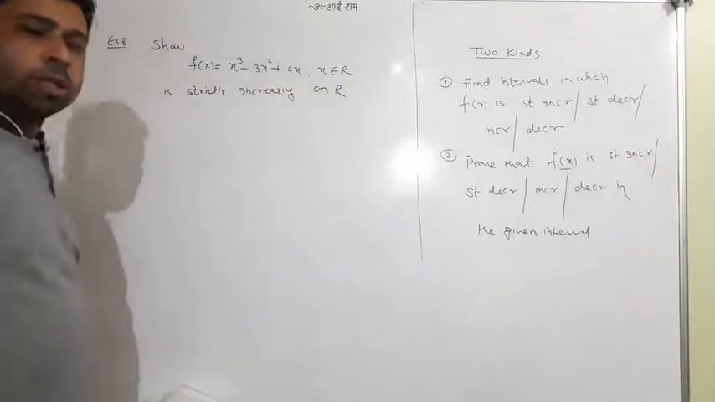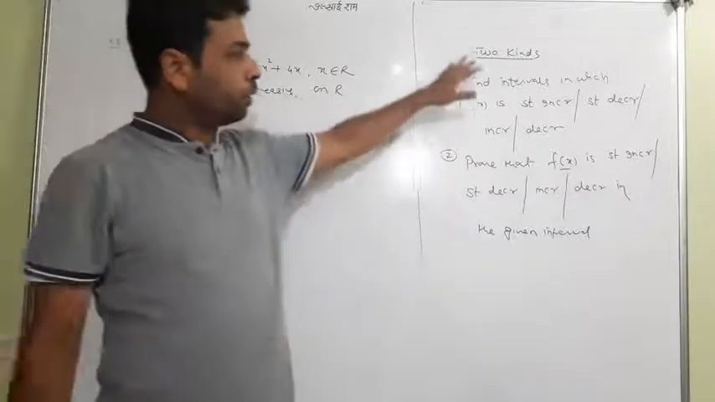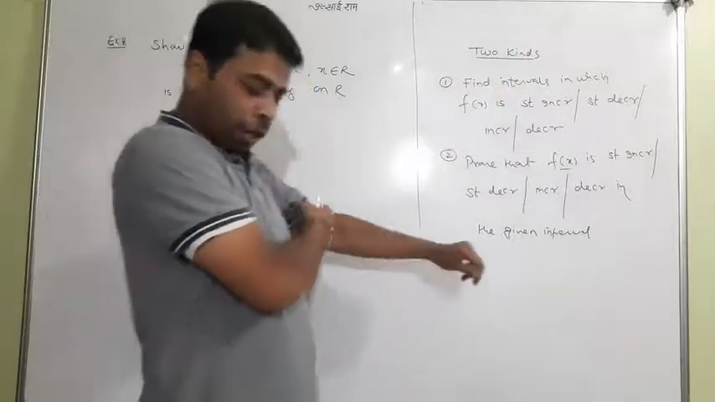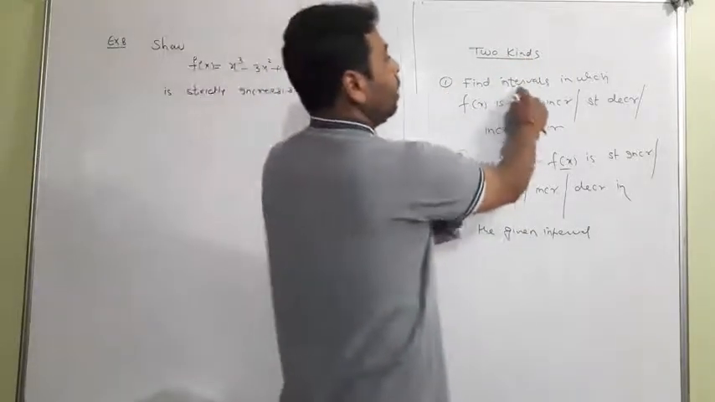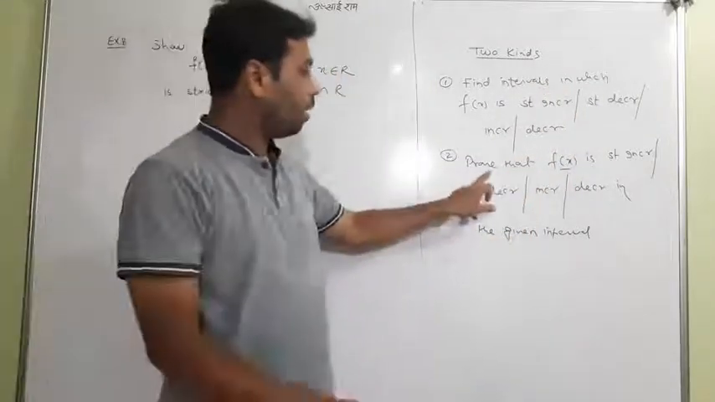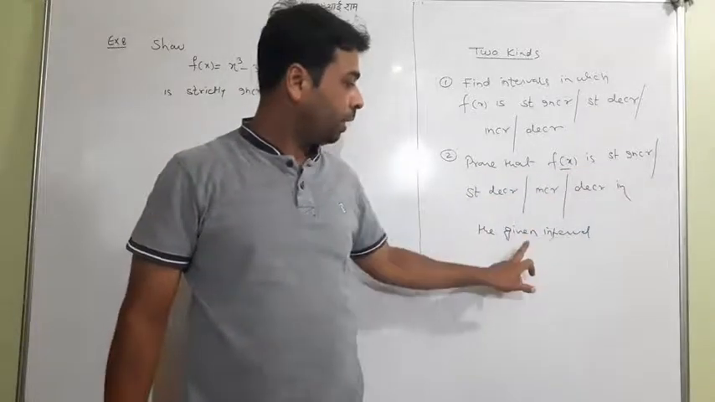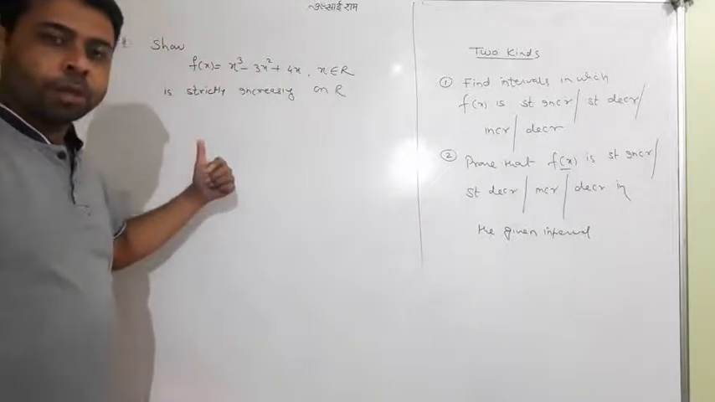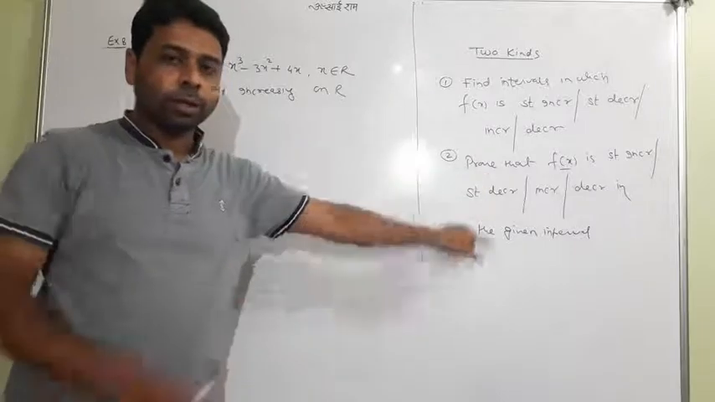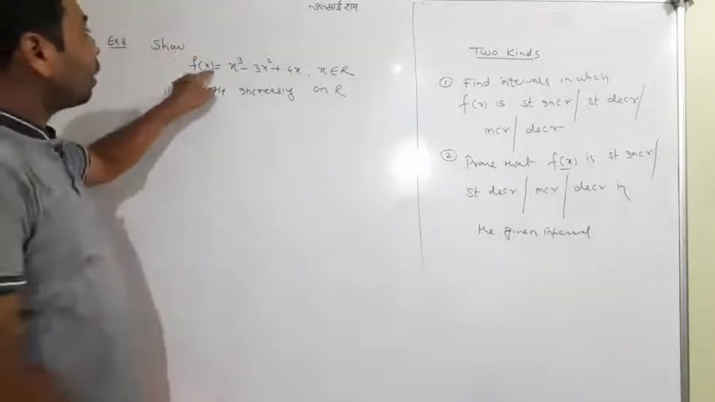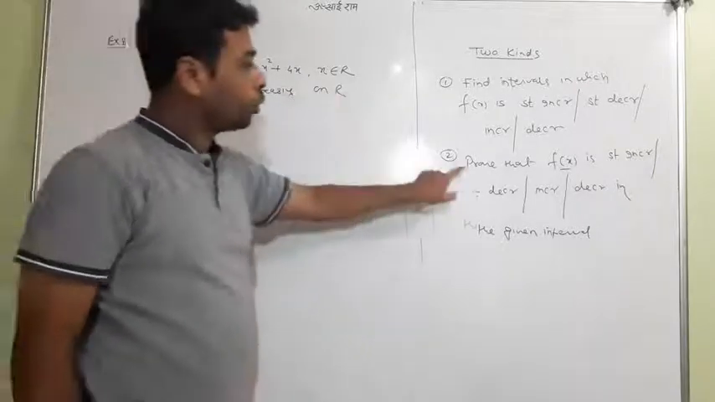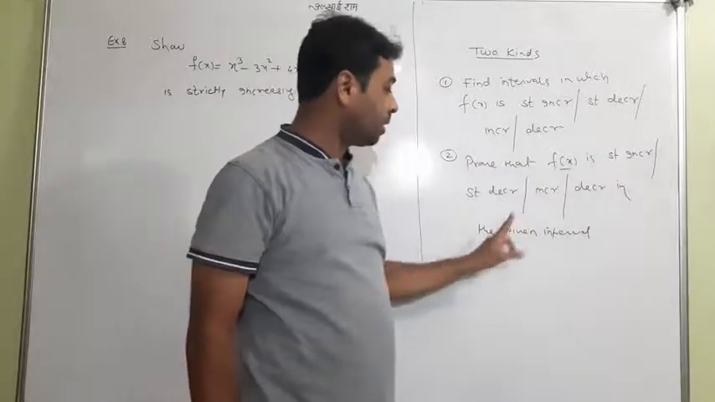This is a question. Now try to understand what I taught you in these two topics. What kind of question may be there? First, you may be asked to find the interval in which the function is strictly increasing, strictly decreasing, increasing or decreasing. Or second, prove that the function is one of these in the given interval. Look at the question: show that. Meaning this question is just like, prove that. The question says, show that the function is strictly increasing on the set of real numbers.